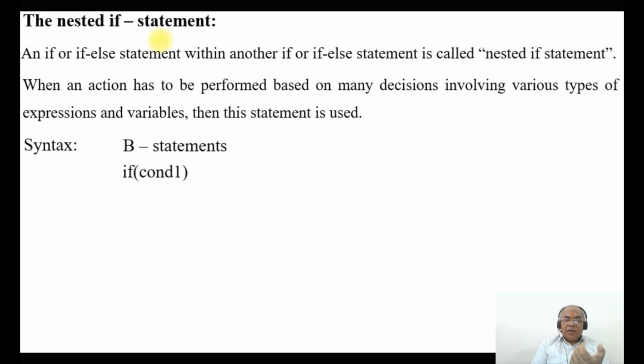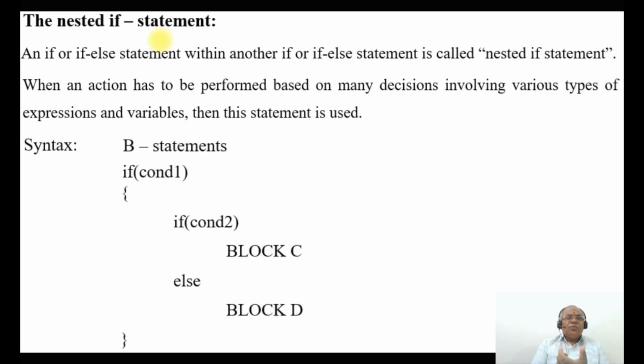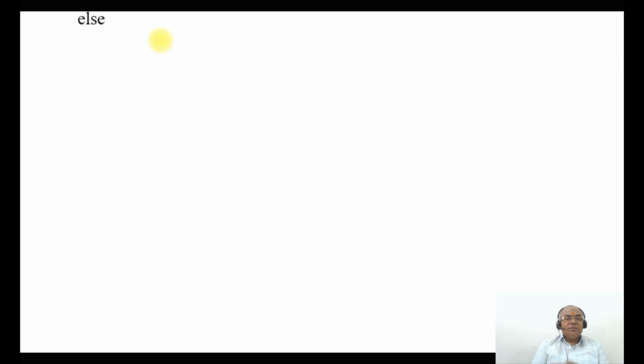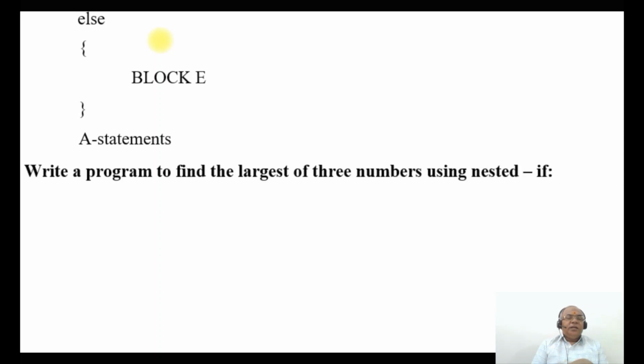Syntax: first there will be some statements A. If condition 1 is true, then it enters another if, and you have one more condition. If condition 2 is true, then block C will be executed, else block D will be executed. If condition 1 is false, then else block E will be executed. Then continue with the A statements.